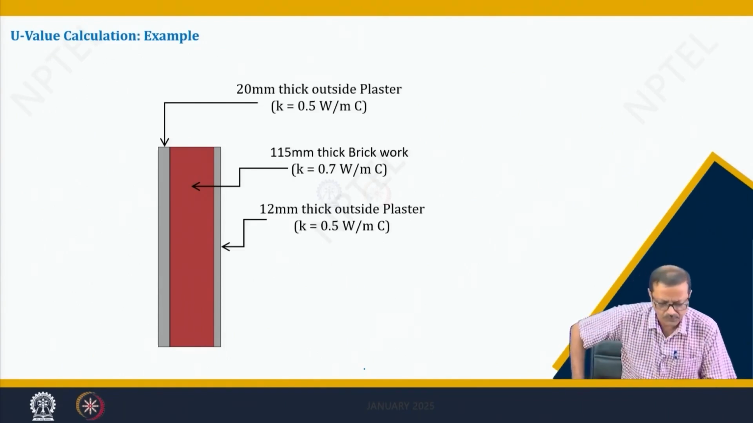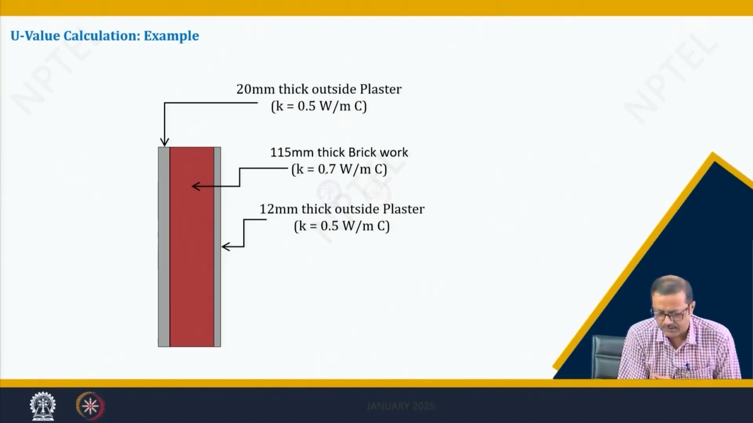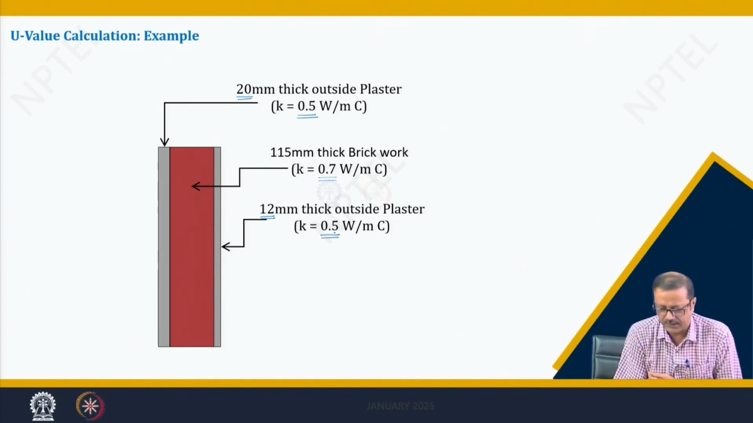Suppose I have a typical brick wall, 115 mm thick brick, which has a K value of 0.7. Then a 20 mm thick plaster with a K value of 0.5, and 12 mm of plaster on the other side, which is 0.5 again.